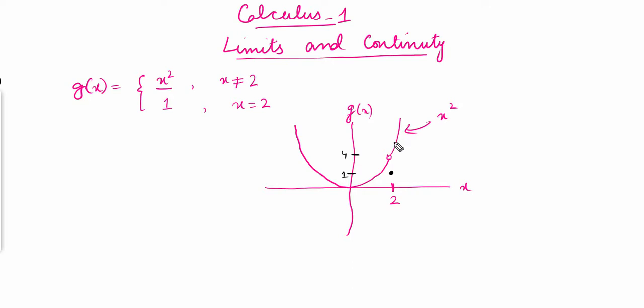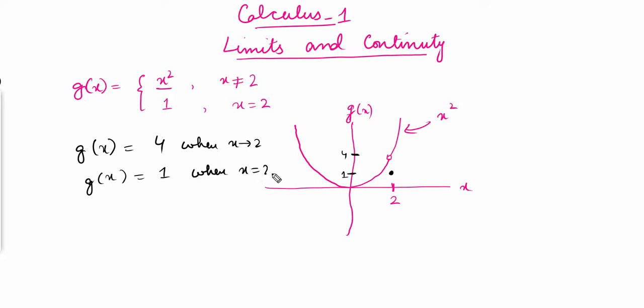So if we approach 2 from the left side, and if we approach 2 from the right side, we must get the same answer for the limits to exist. But in this case, we can say that g of x is equal to 4 when x approaches 2, either from the left side or from the right side, but g of x will be equal to 1 when x is equal to 2.